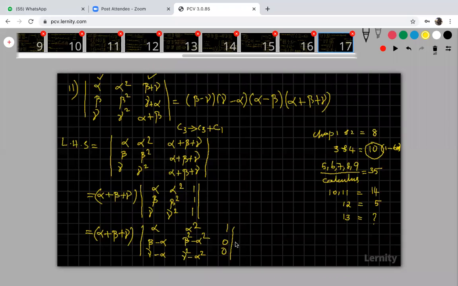Right, now come to the problem. Apply the a square minus b square formula. Any other doubt? Apply the a square minus b square formula here. So this is alpha plus beta. I will write it in the next slide.